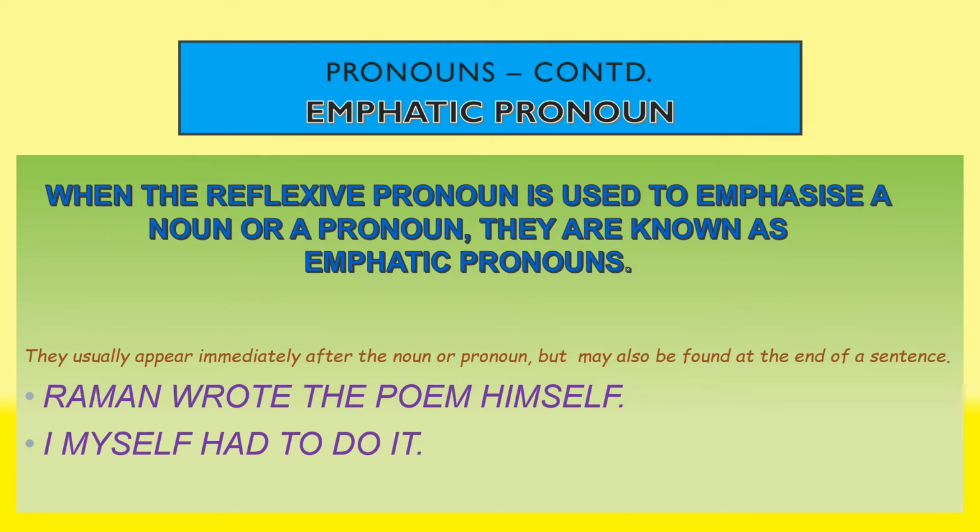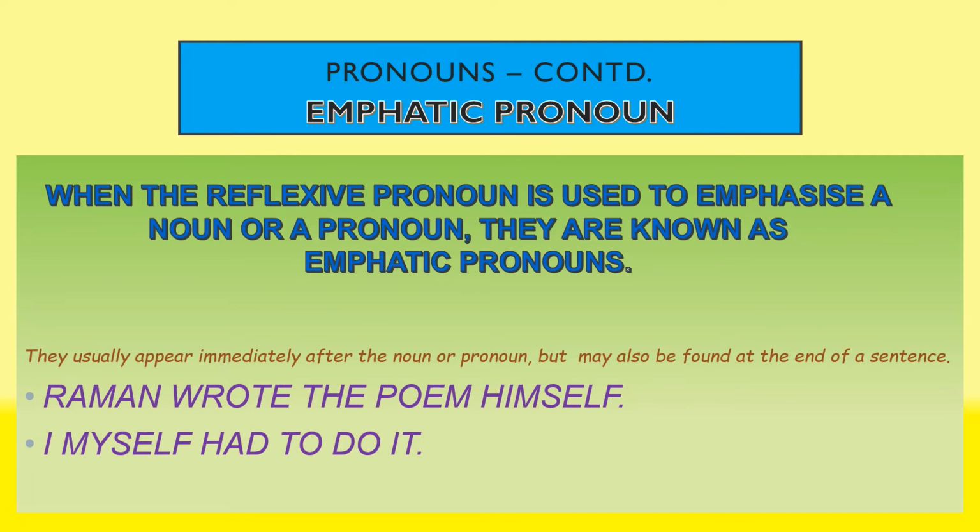It is actually emphasizing the poet, the person, the doer of the action. You're emphasizing that the poet wrote the poem himself. I myself had to do it. So it's emphasizing that I had to do it all by myself. Nobody helped me. So there may be two positions. Sometimes you may get confused that some people might tell you that emphatic pronouns will always be just after the noun. Not always. They usually appear immediately after the noun or pronoun, as in the second sentence. I myself had to do it.